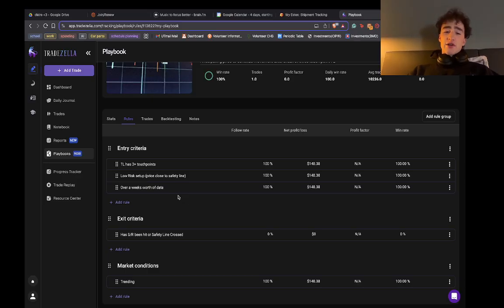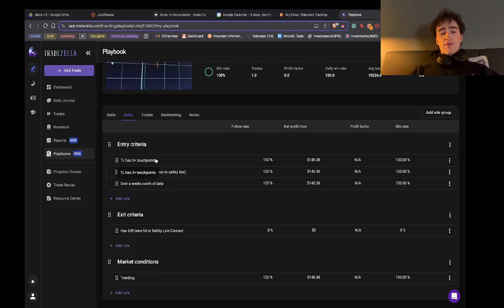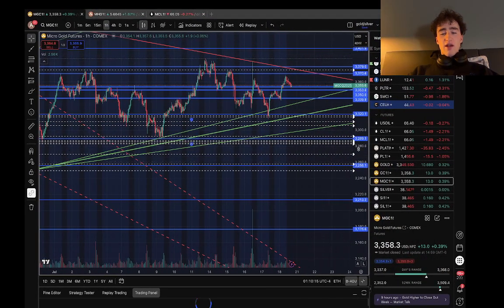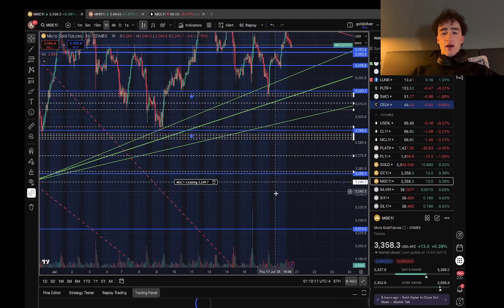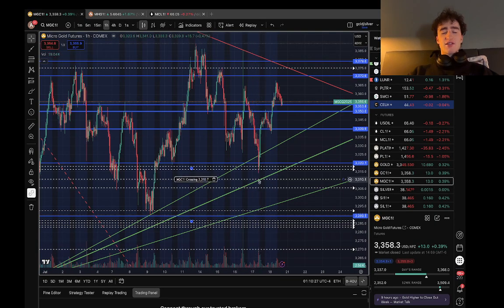The entry criteria for this one is very similar to the last one. It has to have at least 3 touch points. It has to be a low risk setup, because we'll just go back to gold here. If price broke this trend line and I entered a short because it's a 3 touch point break, my risk has to be all the way up here, which is fairly high. So I probably wouldn't have entered that trade even if it looked amazing and it was an A+ setup.